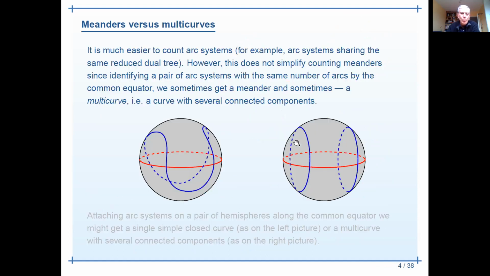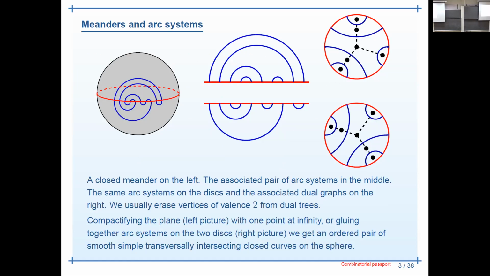Sorry, do you mean a meander is complicated, or an arc system is complicated? When the meander has a lot of intersections, here the meander is very short. So when a meander is complicated, you might have plenty of vertices of valency 2. I suggest to forget about that. But I'm asking what you are precisely speaking about, a meander or an arc system?